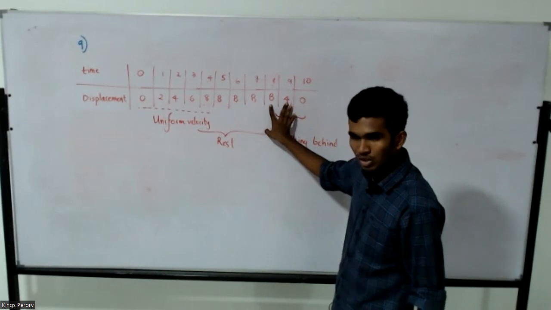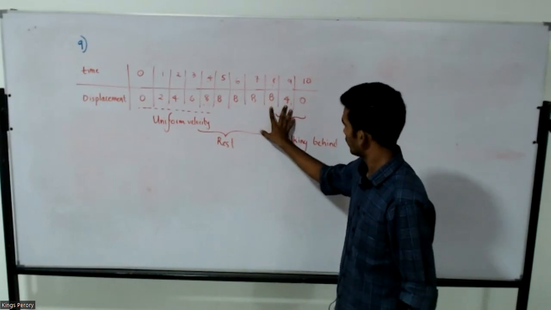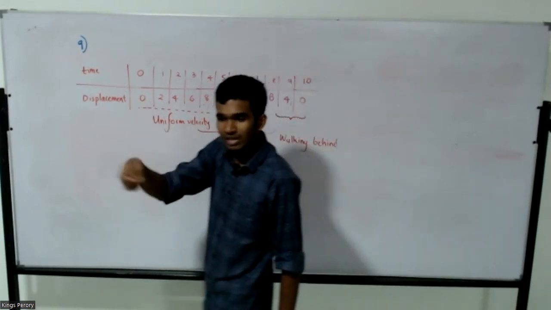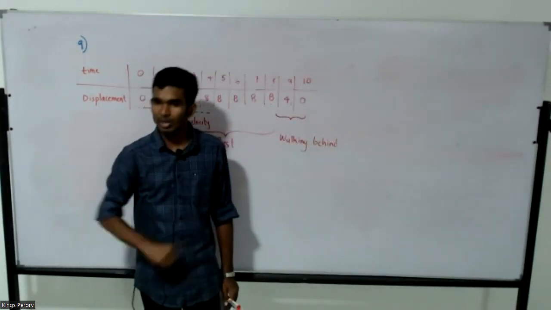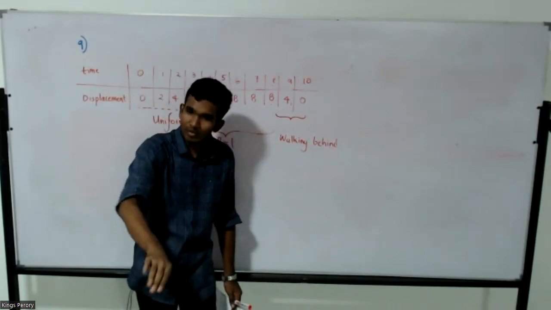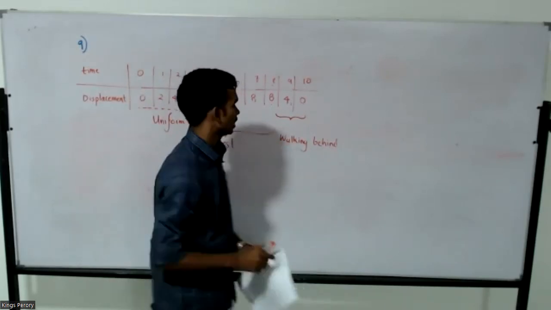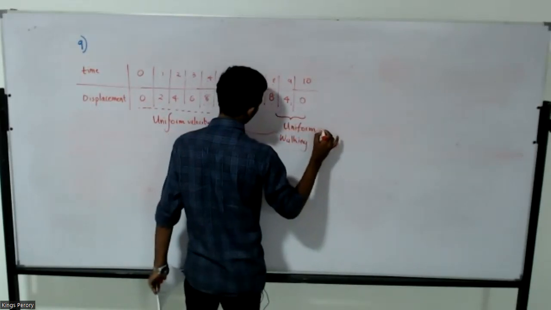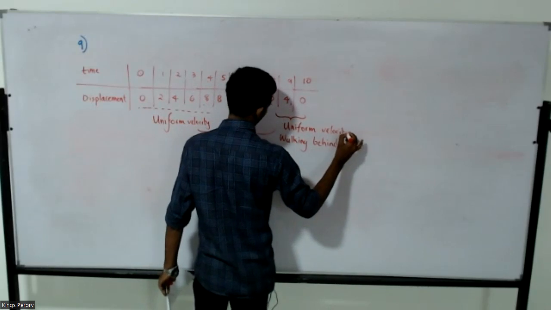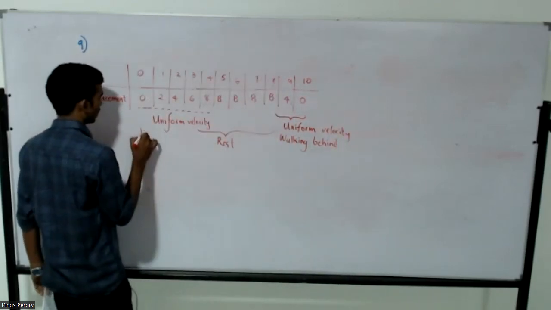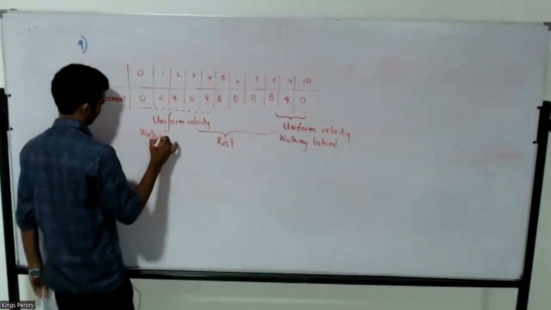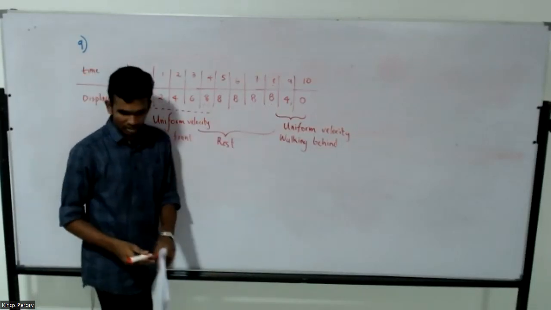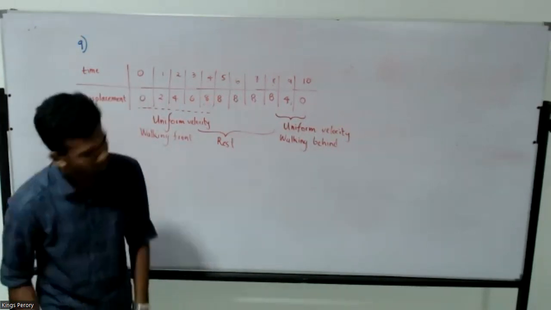Uniform velocity. Each 1 second, how much displacement is reducing? 4 meters here, 4 meters here. So in each and every second, 4 meters are reducing, which means he is walking back also with uniform velocity. So initially he is walking forward, then he is at rest, then he is walking back. See, this is what is happening.